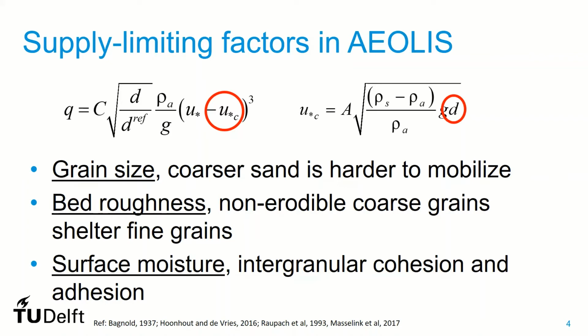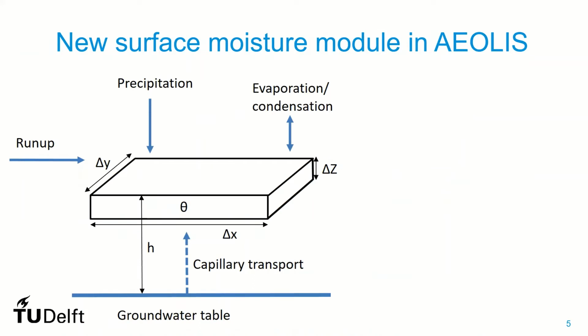And for this application, the surface moisture module has been extended compared to previous versions. The new surface moisture module in Aeolis computes the surface moisture within a thin layer, about 2 millimeters thick, and it accounts for the processes displayed in this schematic picture. I will explain them one by one.